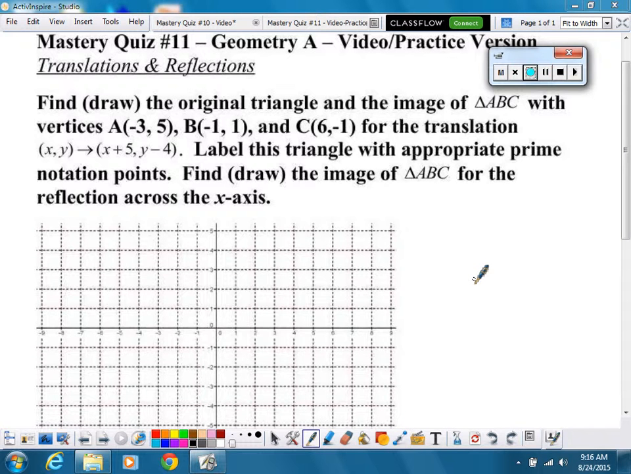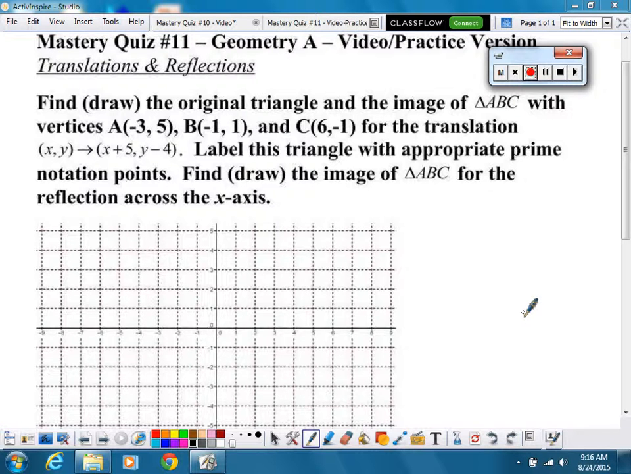Mastery quiz number 11 for geometry. Mastery quiz number 11 talks about taking shapes and translating about the x-axis, the y-axis, maybe a reflection, a rotation, a translation, that type of thing. This question here is asking us to do two things, okay?